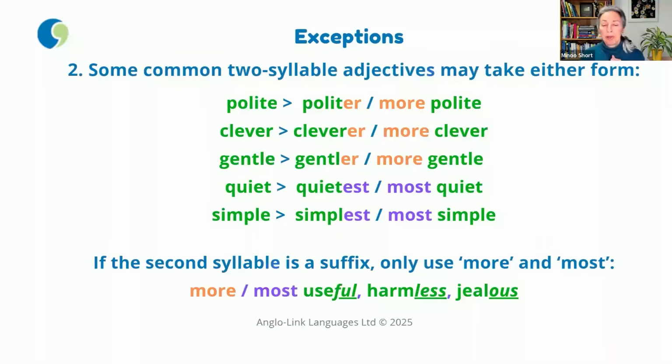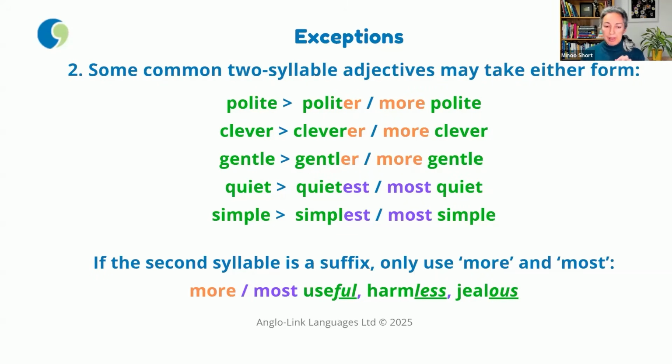Exception number 2 is there are some common two-syllable adjectives that can take either form. So you may hear politer or more polite, cleverer or more clever, gentler or more gentle, quietest or most quiet, simplest or most simple. So these are the 5 common ones.